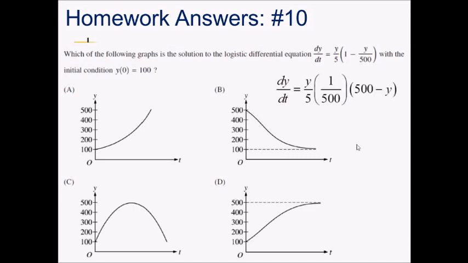This means I have a carrying capacity of 500, which is reflected only in choice D. Also, the fact that we are starting at 100 means we have to grow up to the carrying capacity rather than growing down to it. So all of these are pointing to choice D.